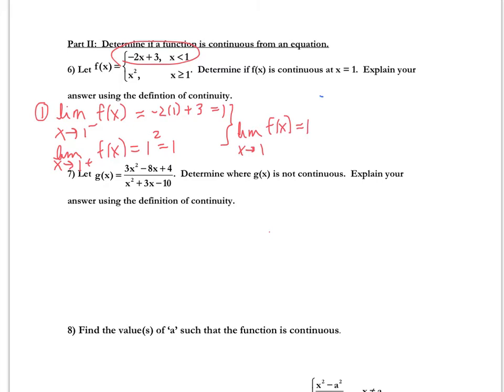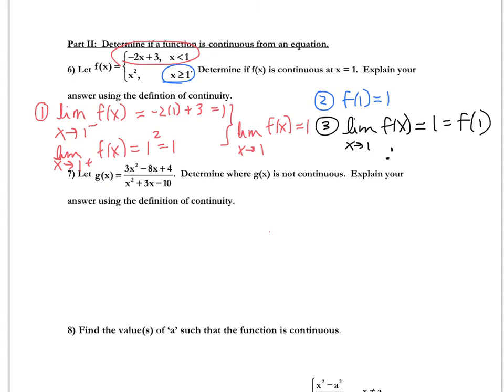Part 2, I need to find the function value when x equals 1, which is right here because of the symbol. So f of 1 would equal 1. And because both of these are the same, we can say that the limit exists. So step 3, we would say the limit as x approaches 1 of f of x is equal to 1, which is also equal to f of 1. Therefore, the function is continuous at x equals 1.